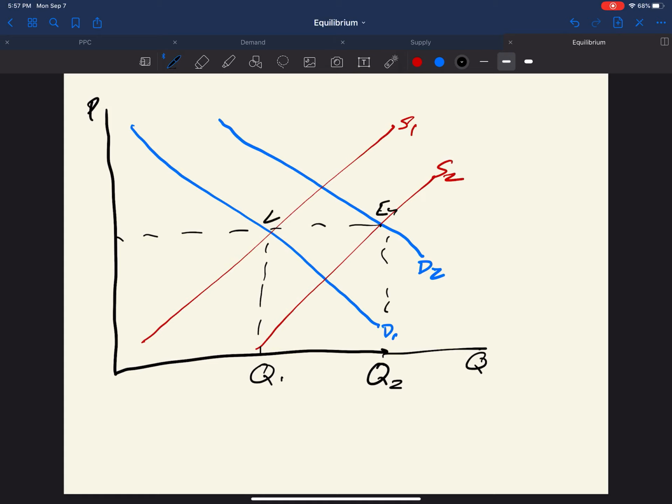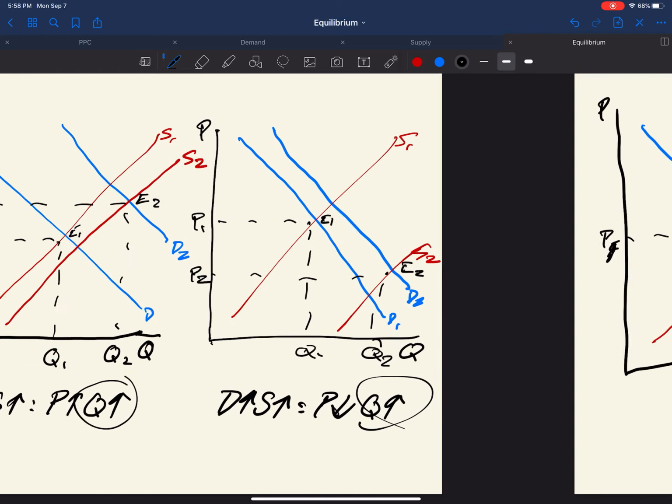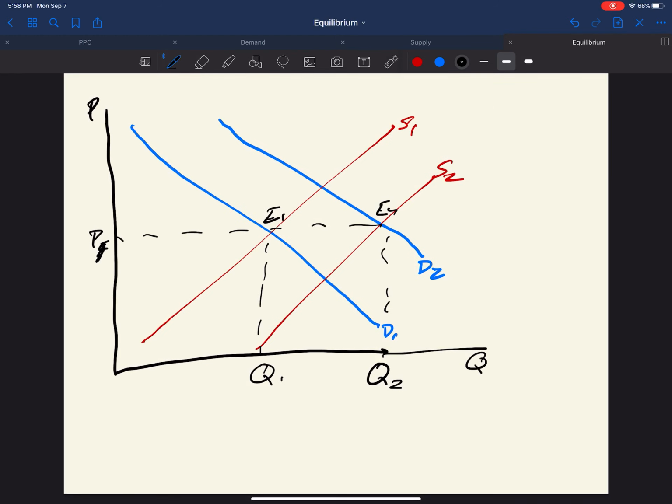E2, E1, and equilibrium price. Okay? So this is essentially what our graph looks like. Now, here's the thing. Notice before what we said over here, that we know when demand and supply increased, quantity increased. And sure enough, it did. Well, the question is, what happened to price?